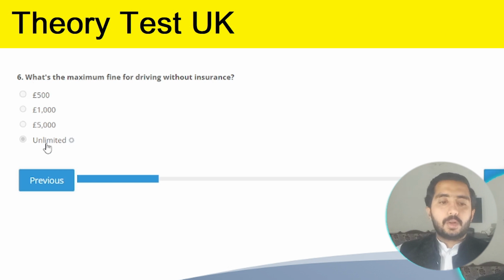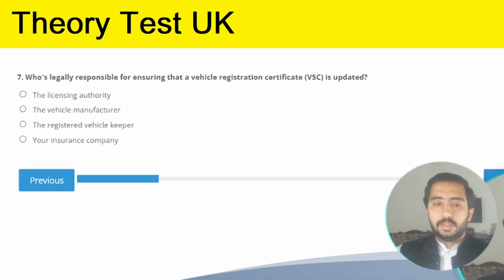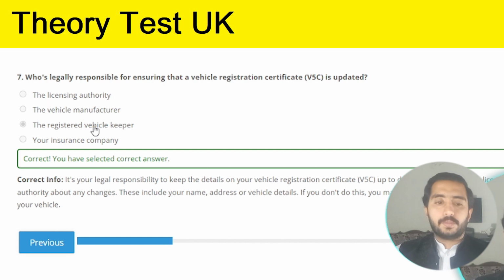The correct option is unlimited. Option D. Next one. Question number 7. Who is legally responsible for ensuring that the vehicle registration certificate is updated? The responsibility of this task is the registered vehicle keeper. Option C is the correct one.